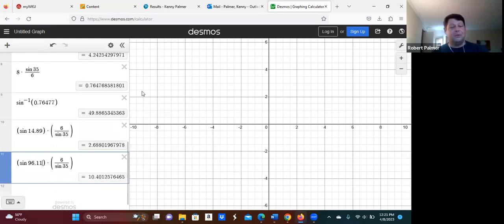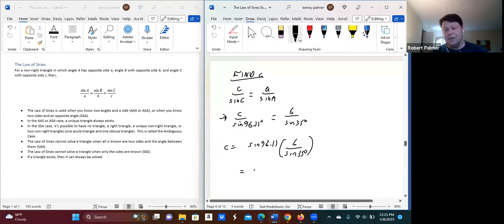Okay. And that, to two places, is 10.40. So for that triangle then, it is 10.40. Okay, that's for the second triangle. So that's the result of the ambiguous case.